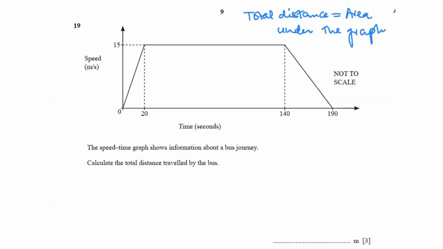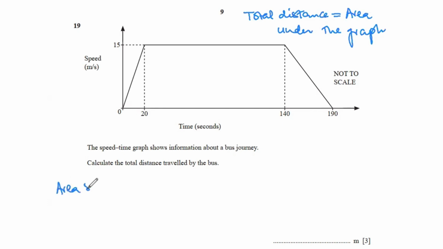So to find area under the graph, we need to see what the shape of the graph is. You can see that this is a trapezium. Now, there are two ways of finding the area of this graph. You can either use the formula for the area of a trapezium, or you can split the shape into two triangles and one rectangle, find the area of each shape separately, and then add them up at the end.